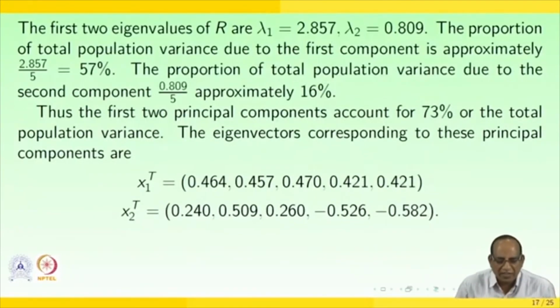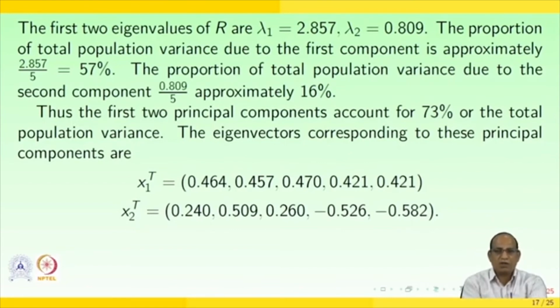The first two eigenvalues of R are lambda 1 equal to 2.857 and lambda 2 equal to 0.809. The proportion of total population variance due to the first component is approximately 57%. The proportion of total population variance due to the second component is 16%.